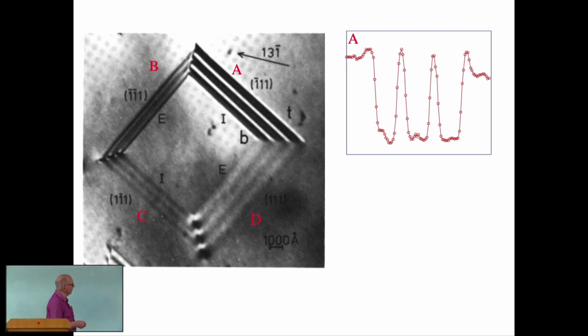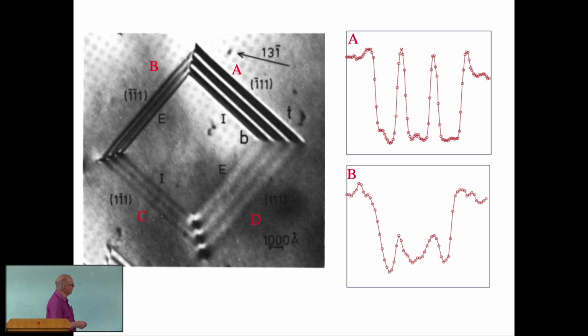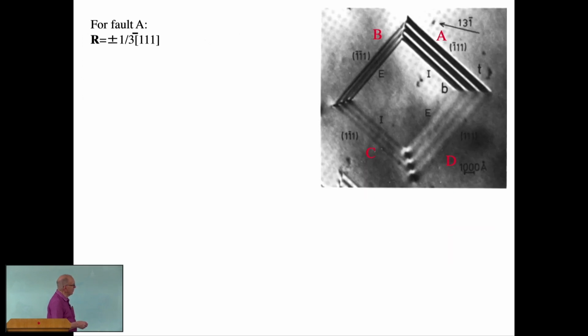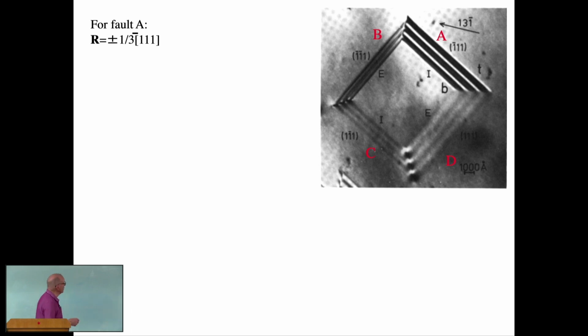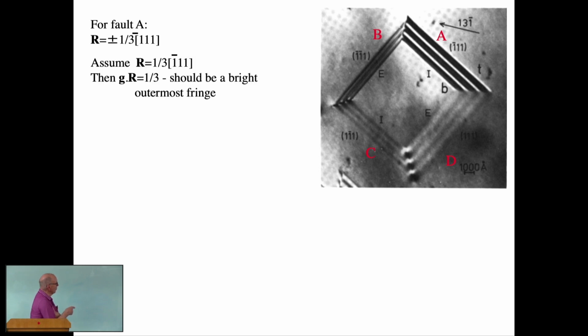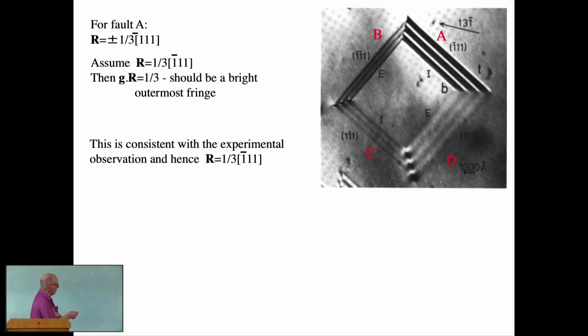And A looks like that. B looks like that. So for fault A, it's either plus or minus 1/3 [-1, 1, 1]. So if we assume it's 1/3 [-1, 1, 1], then G dot R is a third, so it should be a bright outermost fringe. And that's consistent with the experimental observation.